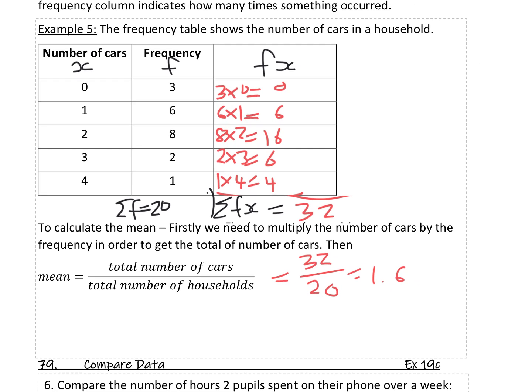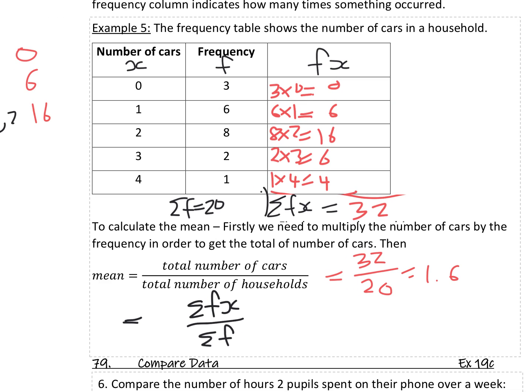I can formalize this, and maybe your teacher will. They maybe will not even go near this, which is absolutely fine too. But to find the mean, the fancy way of writing this here, the total number of cars is sigma fx, so adding all that up. Total number of households was sigma f. And if they are being really fancy, a quick way and a fancy way to write the mean is x bar. But that can maybe wait to year 11.